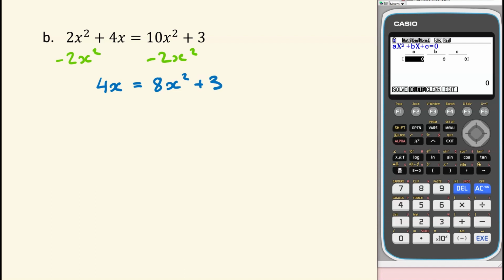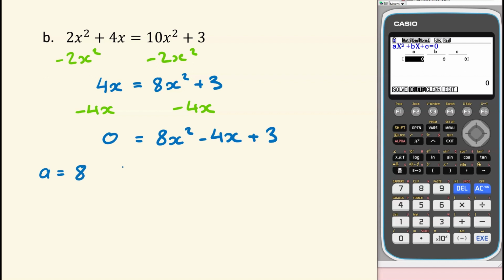I'm then going to finish off the rearranging by subtracting 4x from both sides. So I have 0 equals 8x squared, take 4x plus 3. Now I know previously you've seen the majority of your quadratic equations with the 0 on the right hand side of the equation, but the 0 can be on the left hand side as well. It does not matter, and we can still identify our a value of 8, our b value of -4, and our c value of 3, regardless of which side of the equation our general form is on.